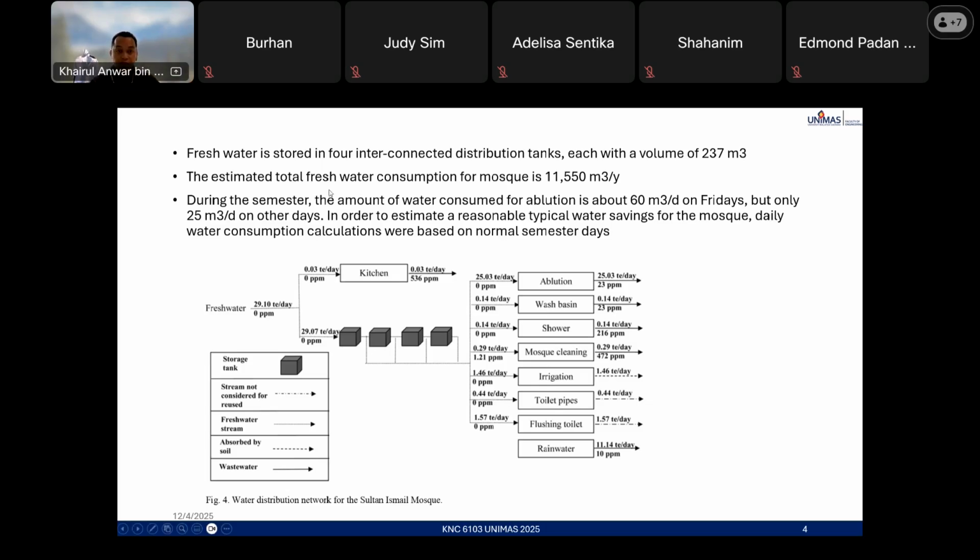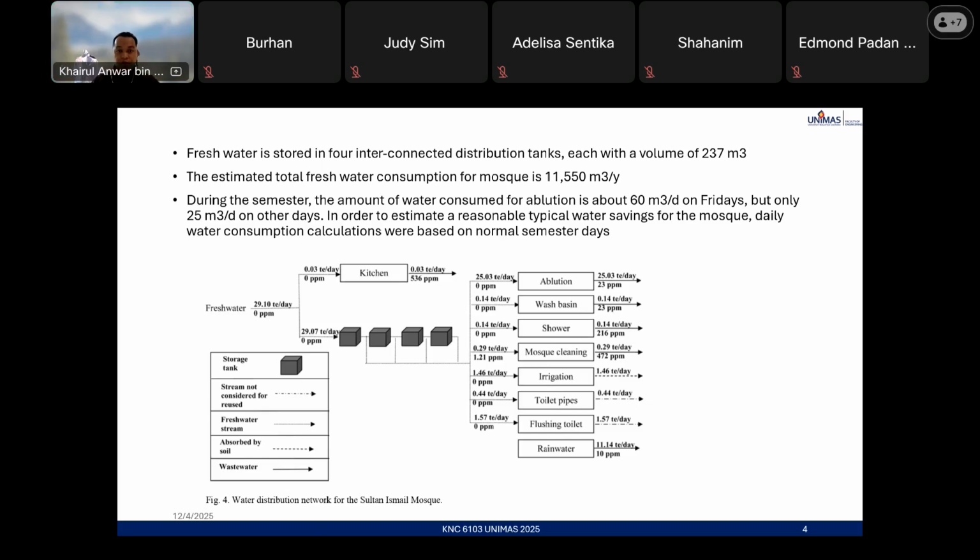The estimated total fresh water consumption for the mosque is 11,550 meter cube per year. It's a lot. During the semester, the amount of water consumed for ablution is about 16 meter cube per day on Fridays, but only 25 meter cube per day on other days, because this mosque is a three-story mosque. It's a big mosque.